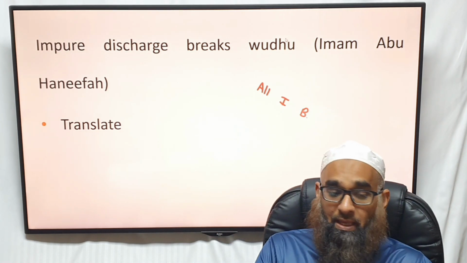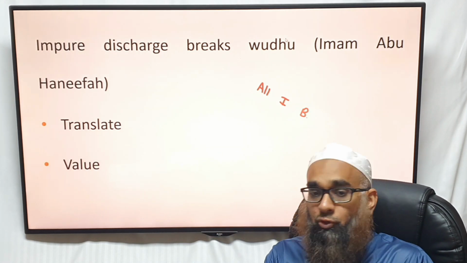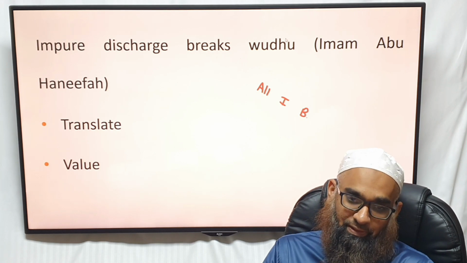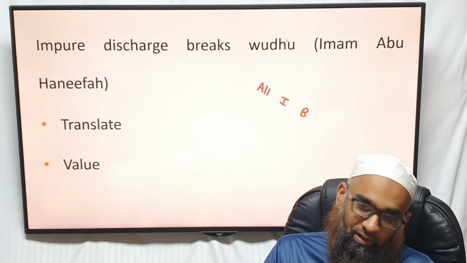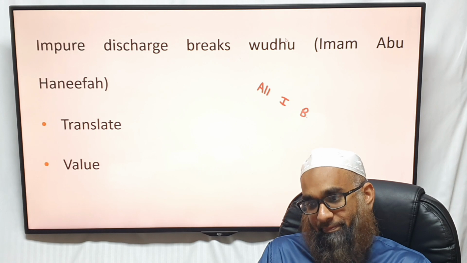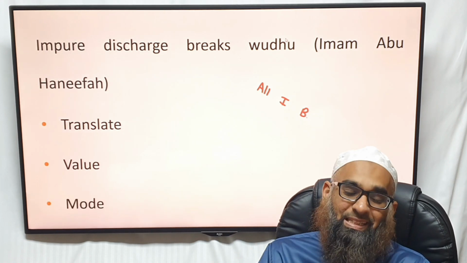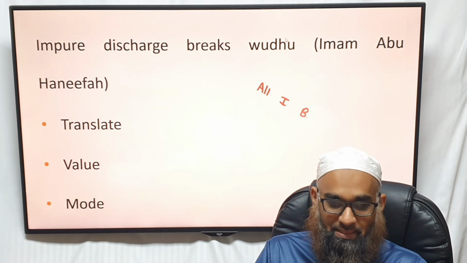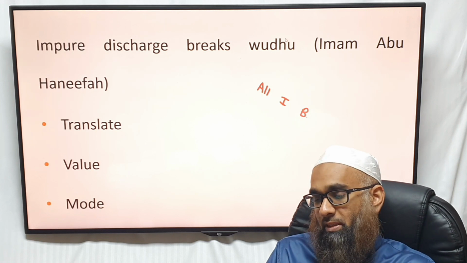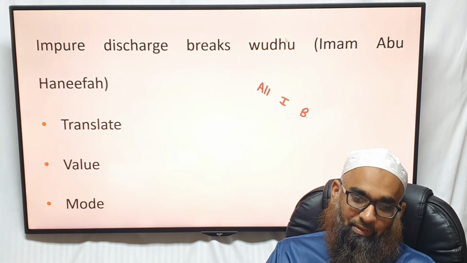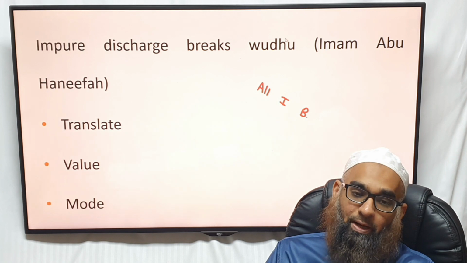So we know this is the fact. Now, what's the value? Is it true or is it false? Is it true according to Abu Hanifa? Not true according to other scholars. Yes? Okay. What is this mode? Is it wajib? Is it jaiz? Or is it mustahil? It's wajib, but what kind of wajib? Which aspect is it wajib?